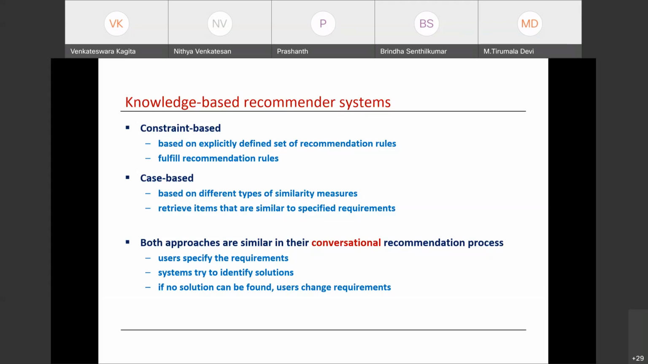Both approaches are similar in their conversational recommendation process. What is the conversational recommendation process? Users specify the requirement, and the system tries to identify solutions. If no solution can be found, the user changes the requirement. It is a conversational recommendation process. For example, when you are purchasing shoes, you may specify some requirement and the system makes recommendations to you. One of the items may look close to your requirement, and you may select a particular shoe and say that this is fine, but it would be better if I had high heels than this.